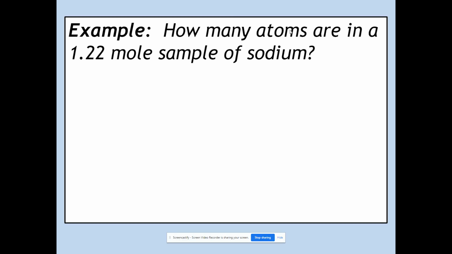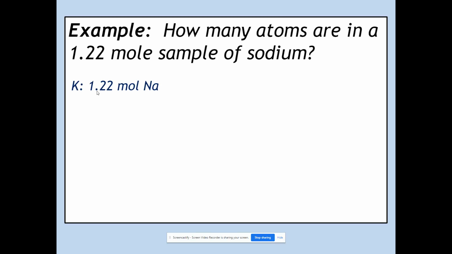How many atoms are in a 1.22 mole sample of sodium? We know that the particle that we are looking for when we talk about elemental sodium is an atom, right? An atom is a base unit of that element. With dimensional analysis, we're going to set it up such that we take what we know, use a conversion factor, and turn it into what we don't know or what we need to find.